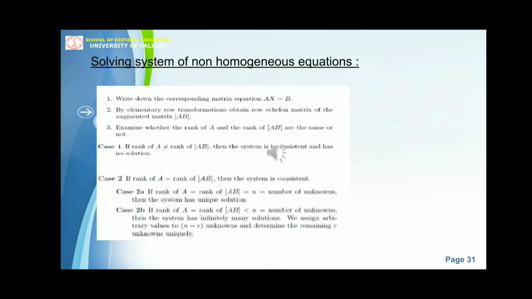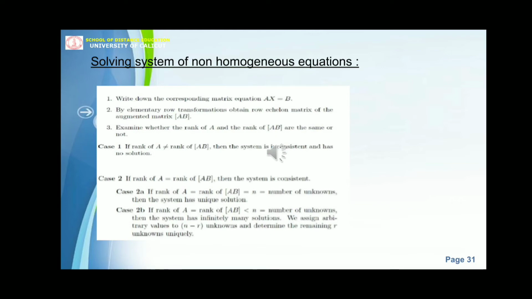Now depending upon this, we have two cases. Case 1. If the rank of A is not equal to the rank of the augmented matrix AB, then the system is inconsistent and has no solution. Case 2. If the rank of A is equal to the rank of the augmented matrix AB, then the system is consistent.